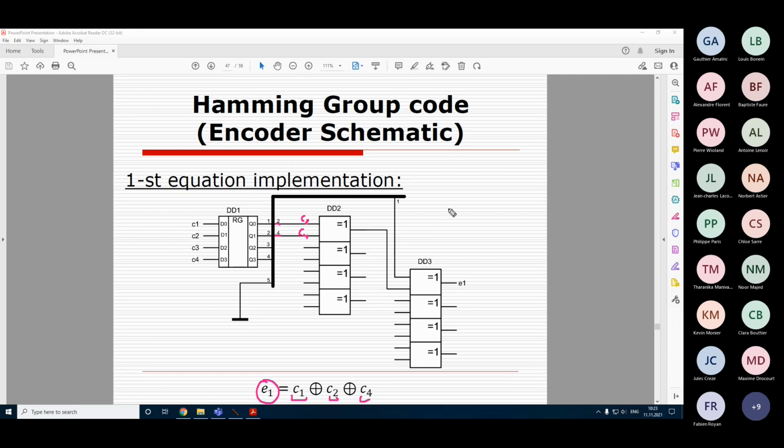So basically what I have here is C2 plus C4 plus C1, and I get this error correction bit E1. Here you can see 1. Also, here is the ground 0. If I have some extra elements which I don't need, I will then accordingly use this 0 input to, well, leave the result unchanged.